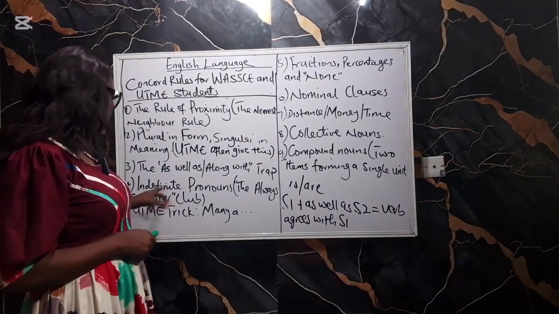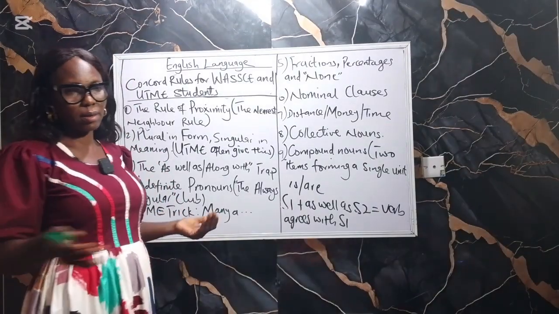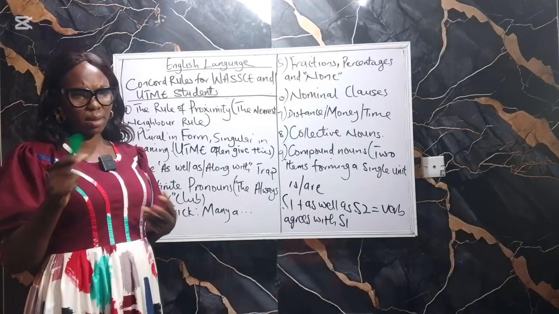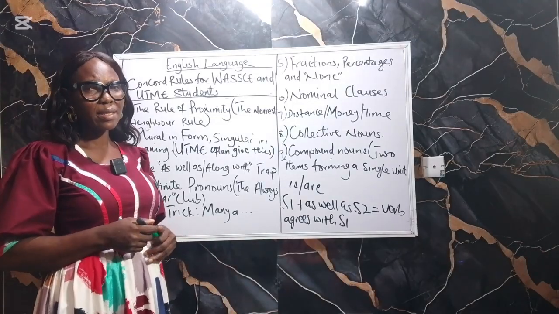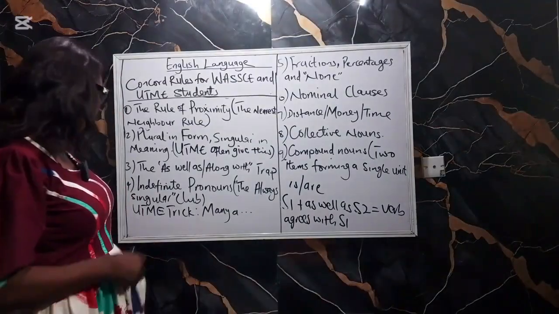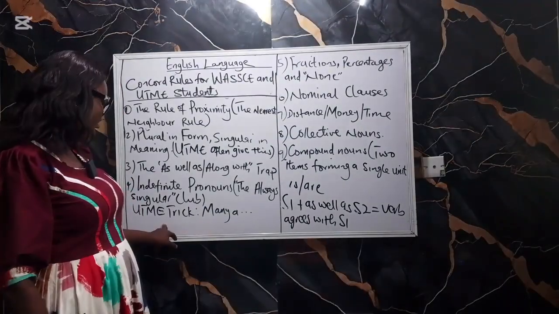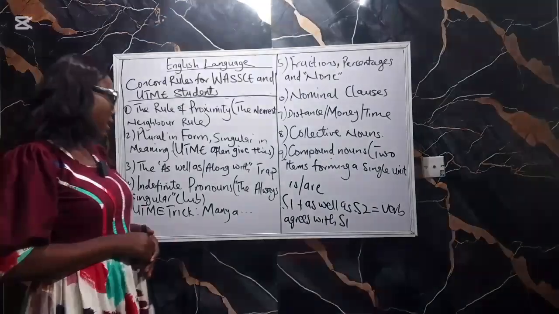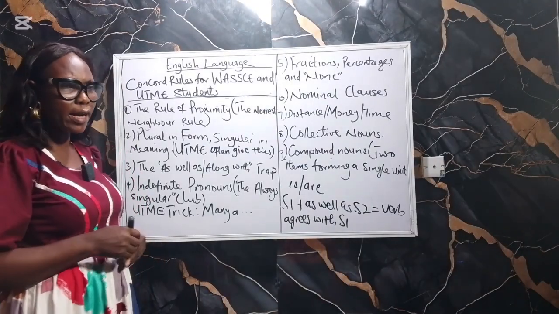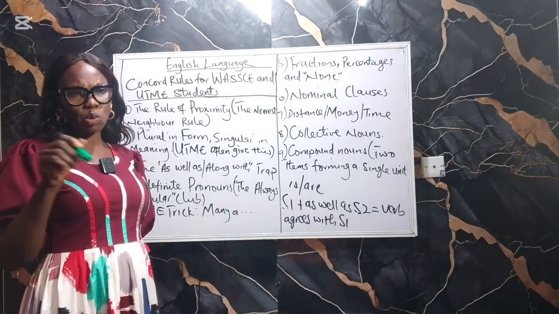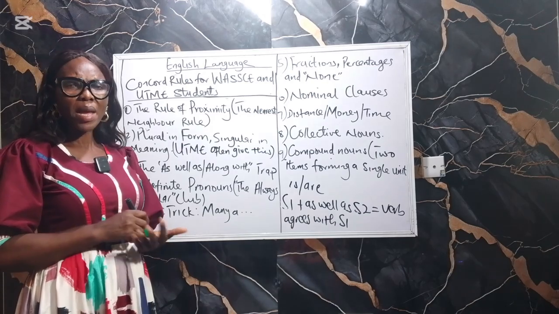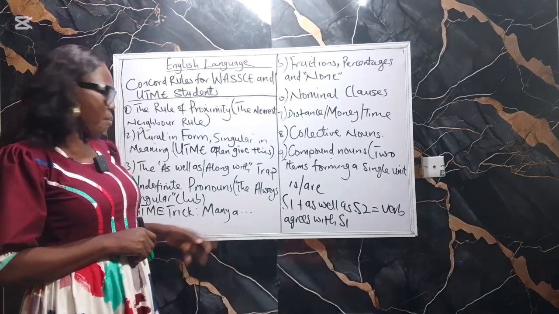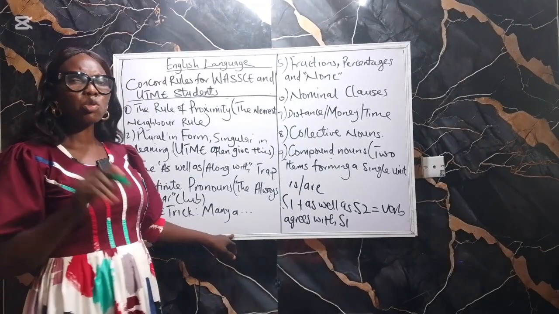So you can say everyone is, everything is, someone is. So they usually take singular. Okay. Then look at this UTME trick. Many a. When they use many a, the verb will be singular. For example, many a student comes.